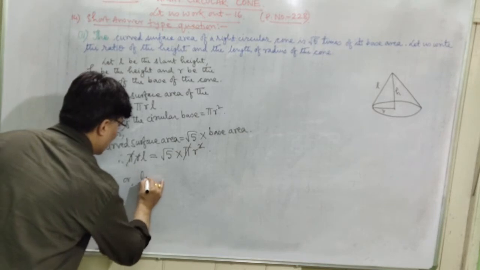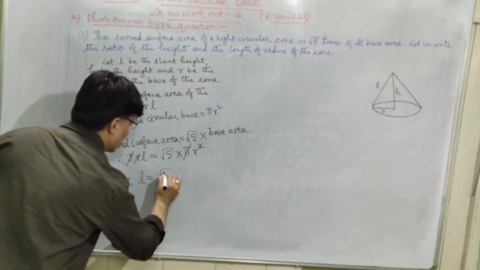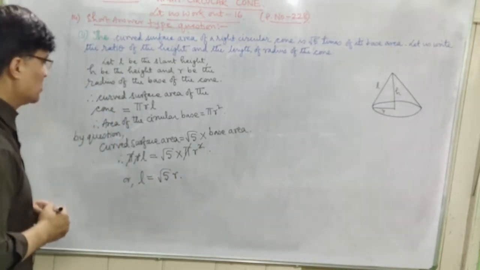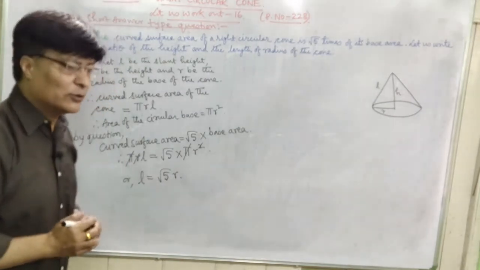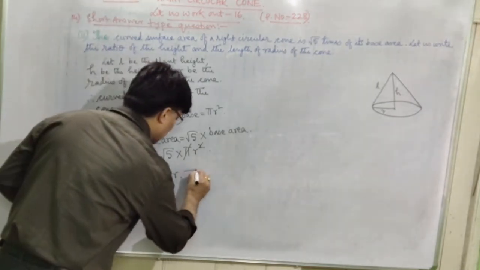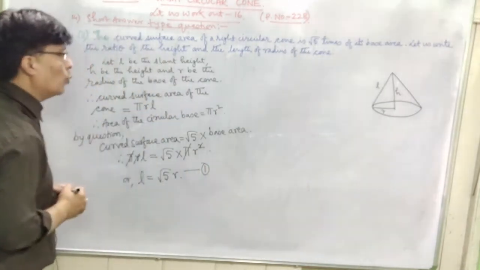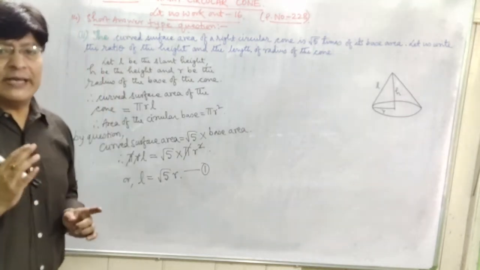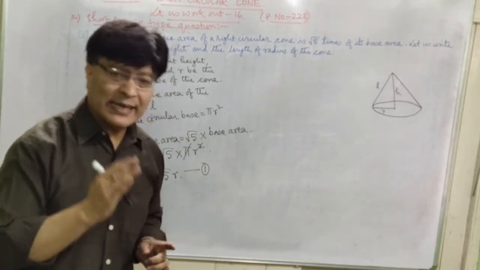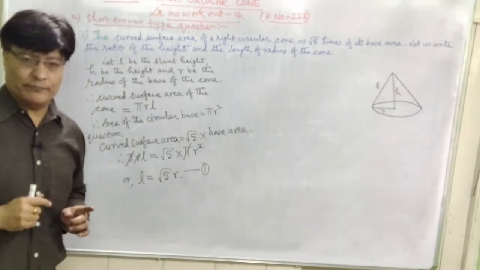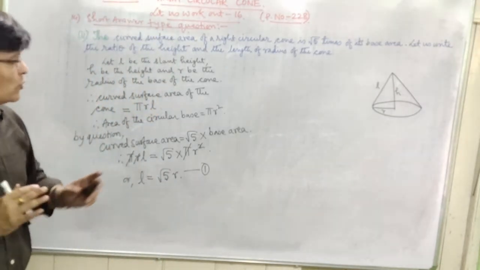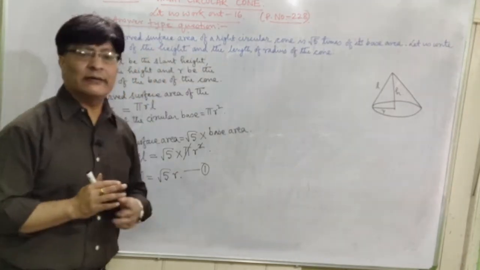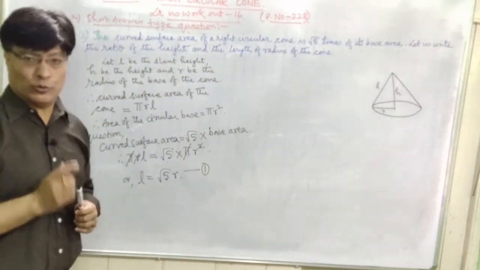Or what is the value for L? L is equal to root over 5 r. So here L is equal to root over 5 into r. Let us mark it number 1. But you have to find out the ratio of the height and the radius of the base of the cone. You have to find out the ratio between the height and the radius of the base of the cone.